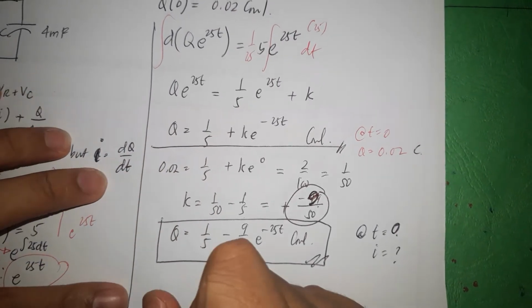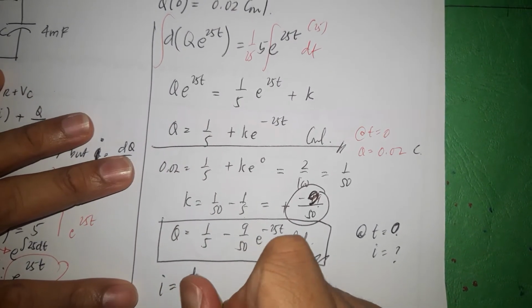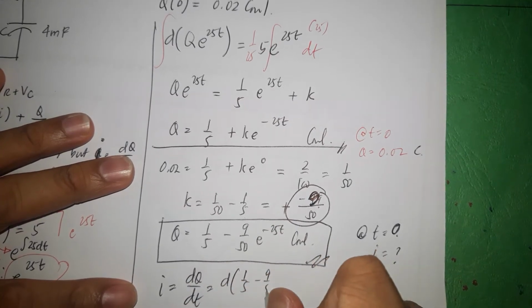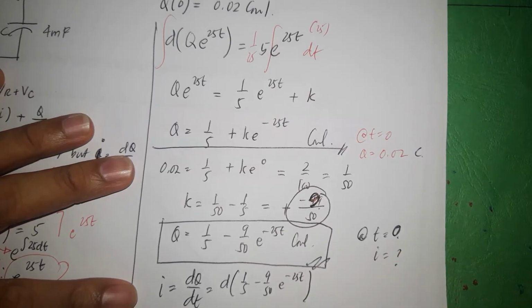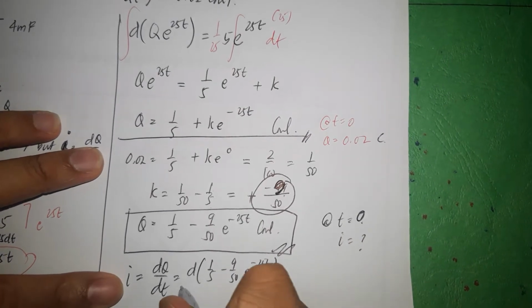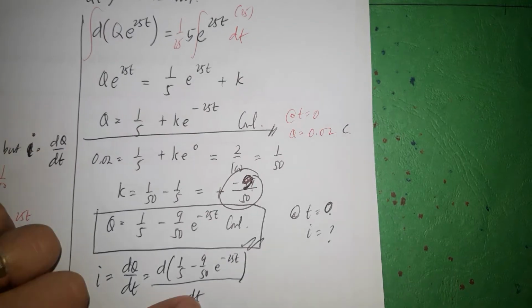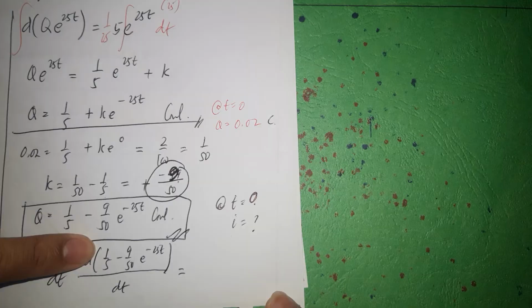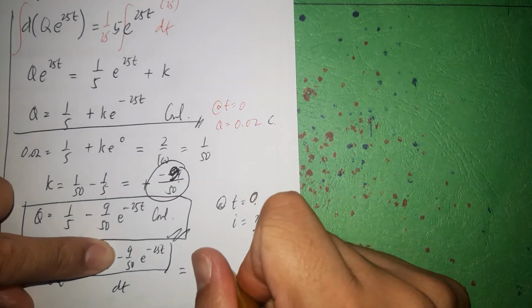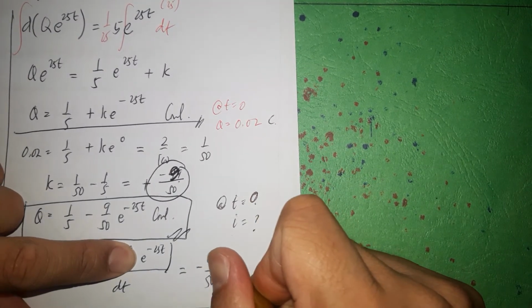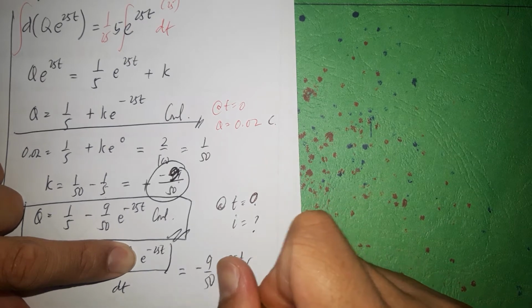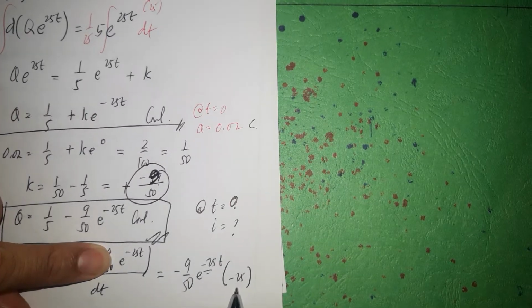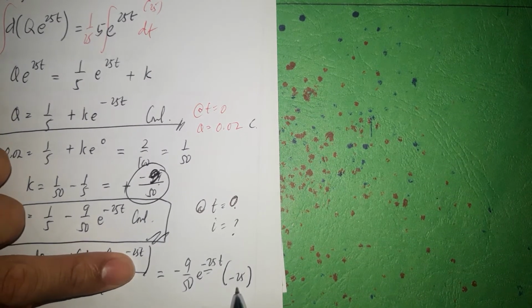So I just need to take the derivative. I is the derivative of Q with respect to t. So that's the derivative of 1/5 minus 9 over 50 e to the negative 25t with respect to t. So that gives you derivative of 1/5 is 0. Derivative of negative 9 over 50 e to the negative 25t is negative 25t times negative 25. So this gives you negative times negative. That must be positive 9 over 2.